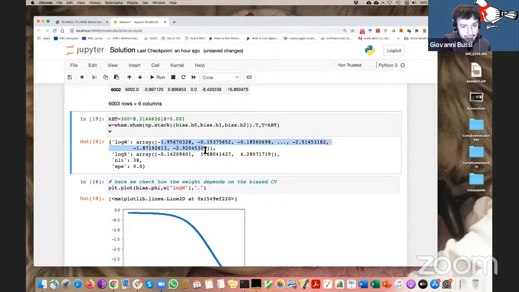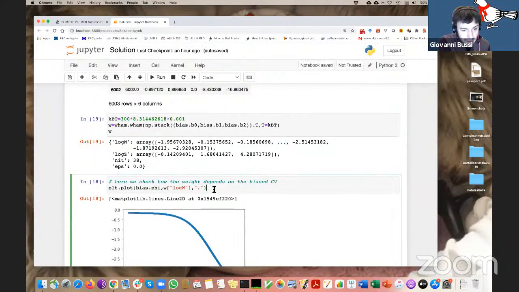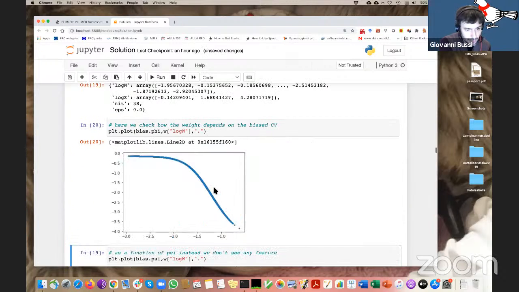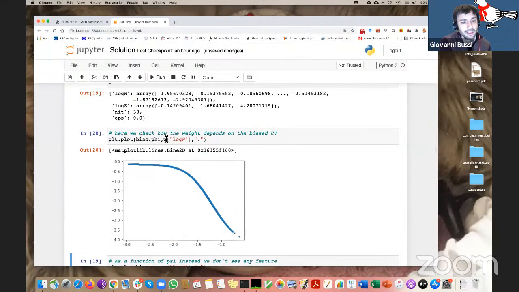And these are the weights, and these are stored in logarithmic form, so you have to take the exponential in order to know the real weight of each frame. So you see, this is a much longer array. There is 1 element for each element of your trajectory. Here I'm going to plot the weight as a function of phi.